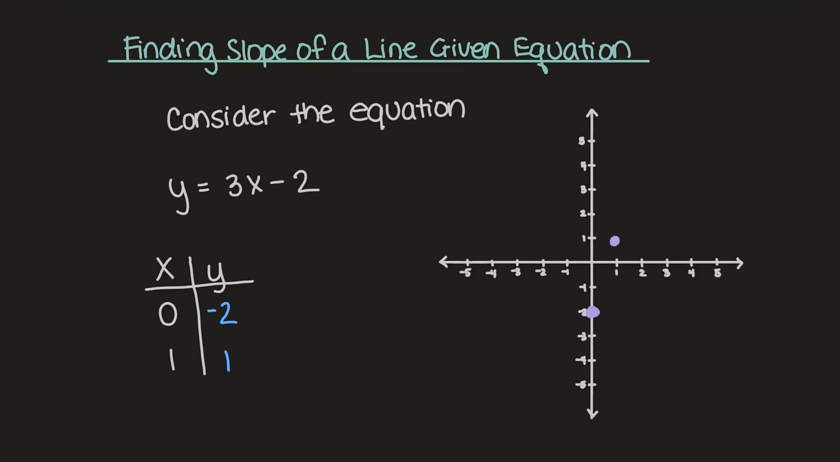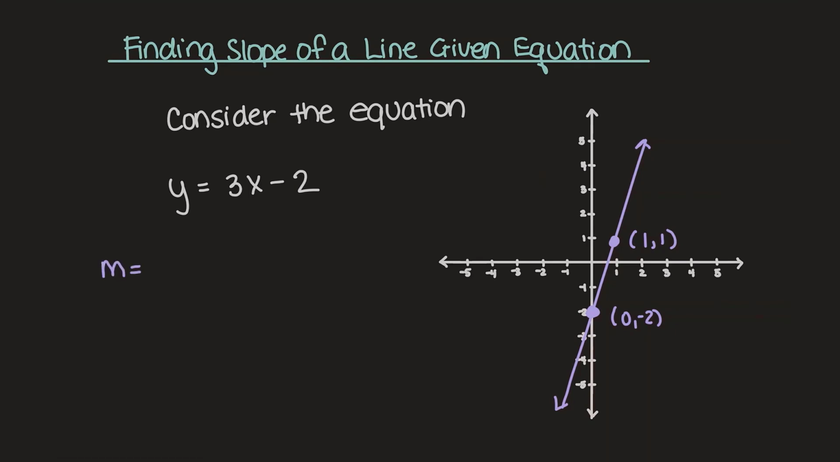We plot these points and draw a line going through them. Now, to find the slope of this line, we can use our slope formula and plug in our points. We get negative 2 minus 1 over 0 minus 1, which is negative 3 over negative 1, and this reduces to positive 3. So our slope for this equation is positive 3.